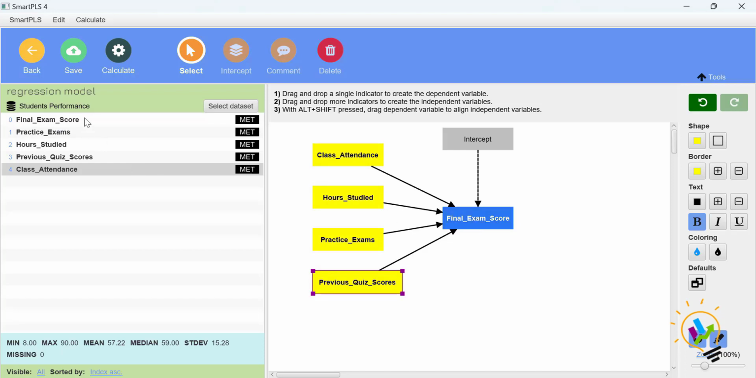Now we will save the file. Once after saving, let us go for the calculation part. Click this button called calculate.